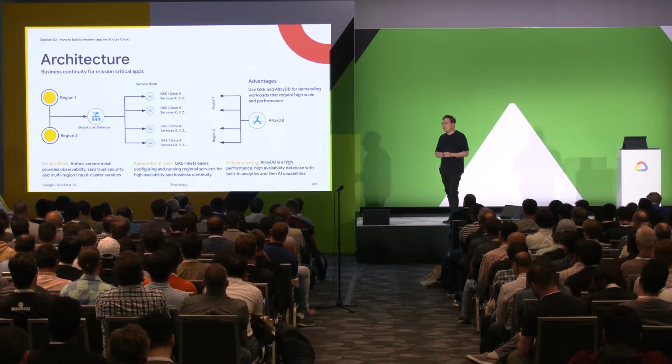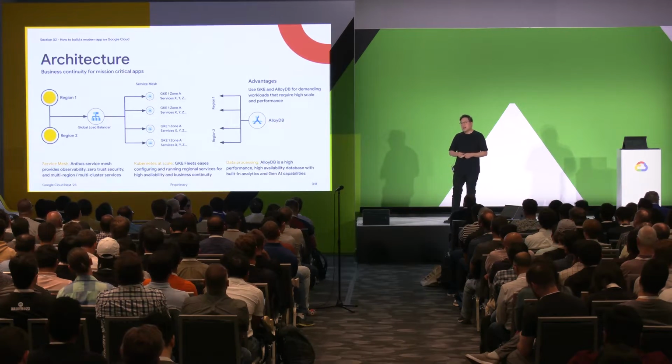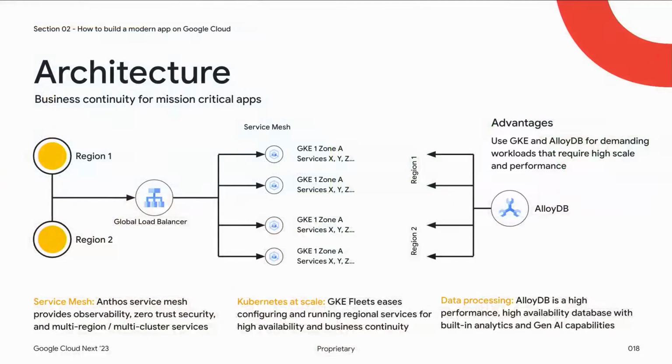So for mission-critical apps, just to summarize, you want to make sure that it's multi-regional, that it supports different services, and of course, that different workloads like analytics and AI and ML are supported as part of those services.